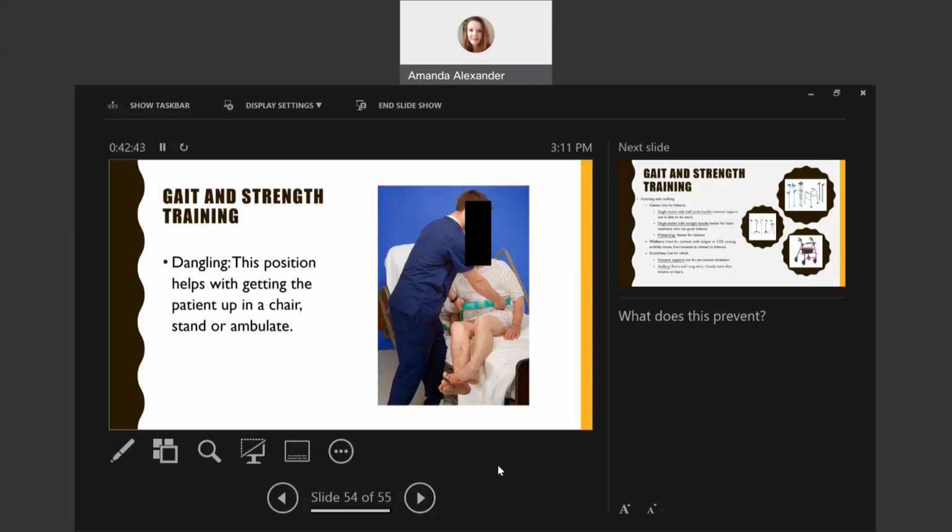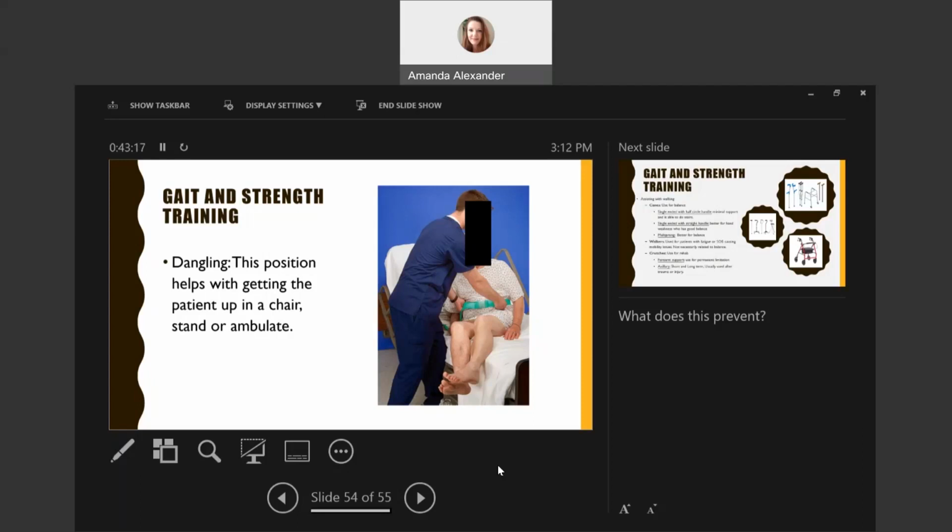Gait and strength training. A lot of times physical therapy will do this with your patient to make sure that they are able to ambulate and get around, and how much weakness or strength the patient may have. Although what the nurse can do to make sure that the patient does not sustain any type of injury is to always dangle the patient on the side of the bed, to prevent hypotensive episodes, dizziness on standing.